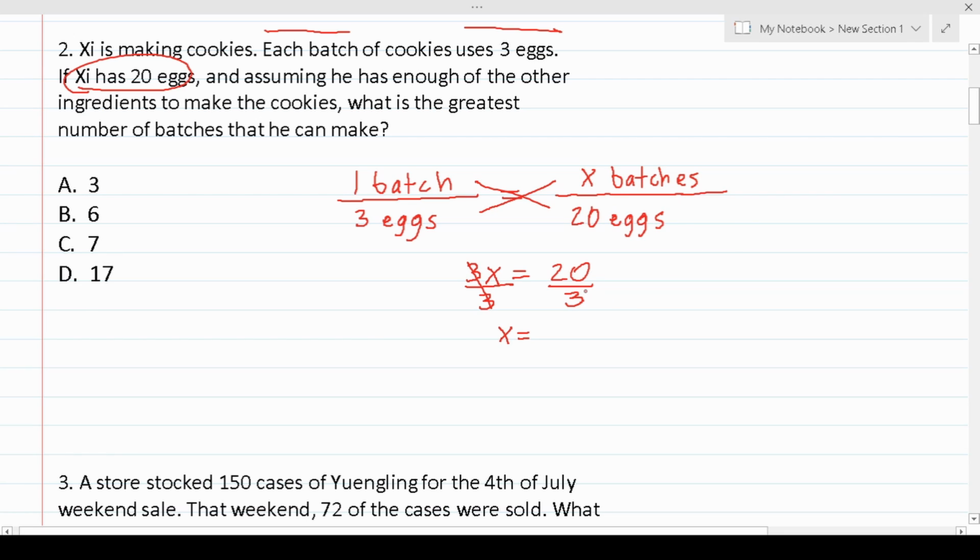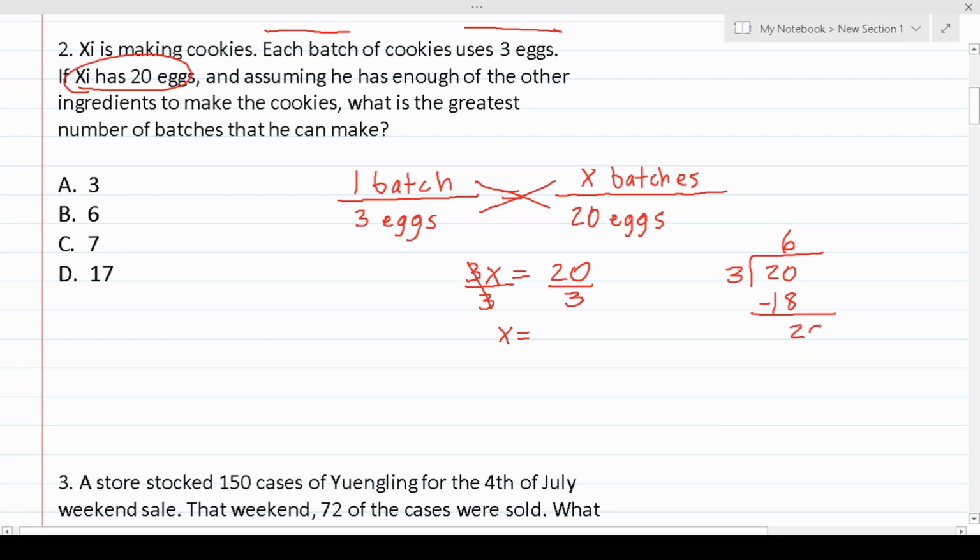Again, all fractions can be regarded as long division. So instead of being 20 over 3, we can read this as 20 divided by 3 as well. And by working this out, this will tell us how many batches he can make. 3 goes into 20 6 times without going over. 3 times 6 is 18. 20 minus 18 is 2.